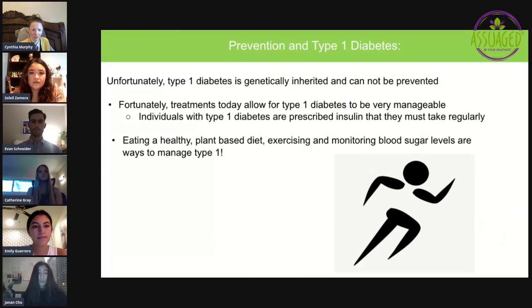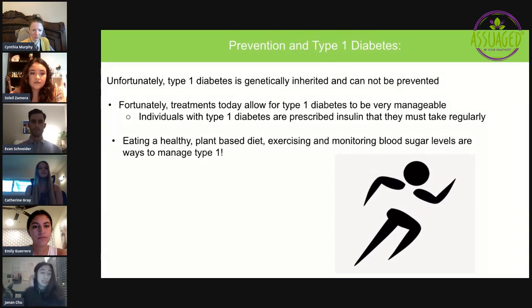So, unfortunately, there really isn't a way to prevent type 1 diabetes. It's completely all genetics, and once you have it, there's nothing you can really do to prevent it or make it go away. But there are a lot of treatments now that make type 1 diabetes extremely manageable.